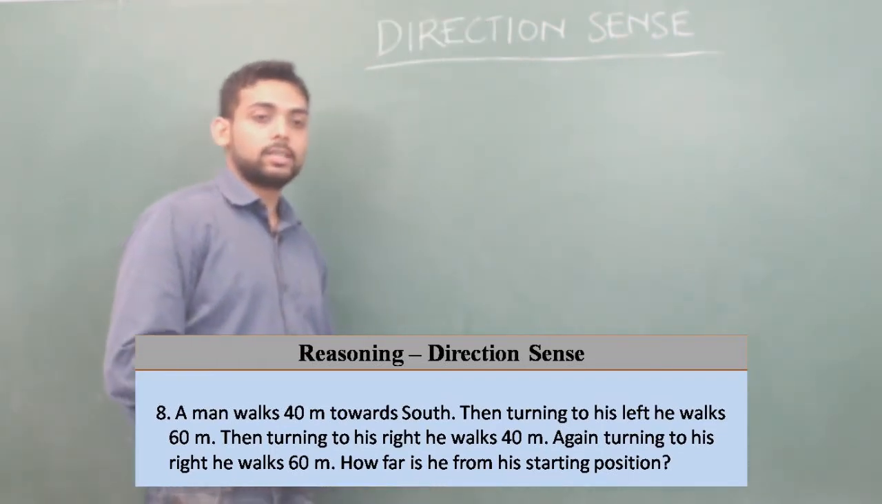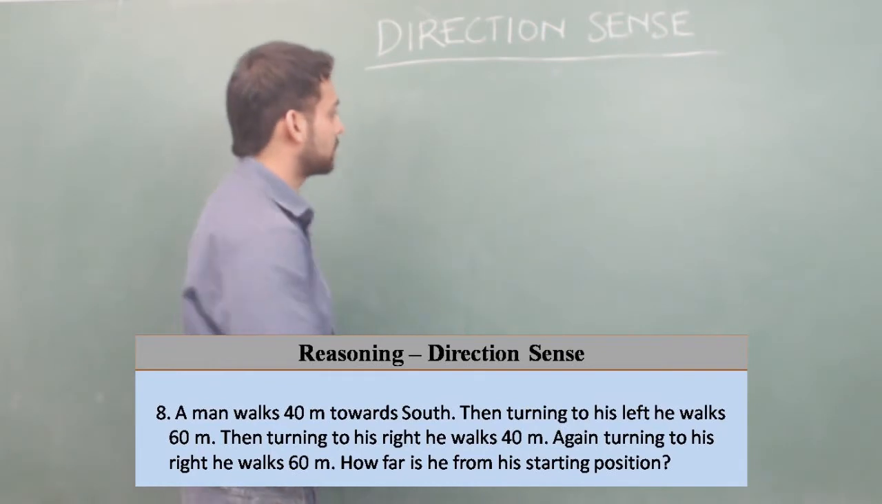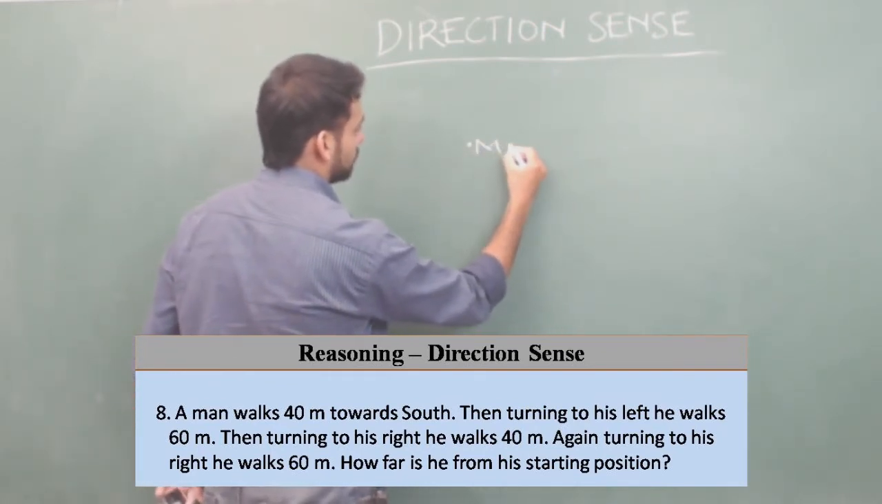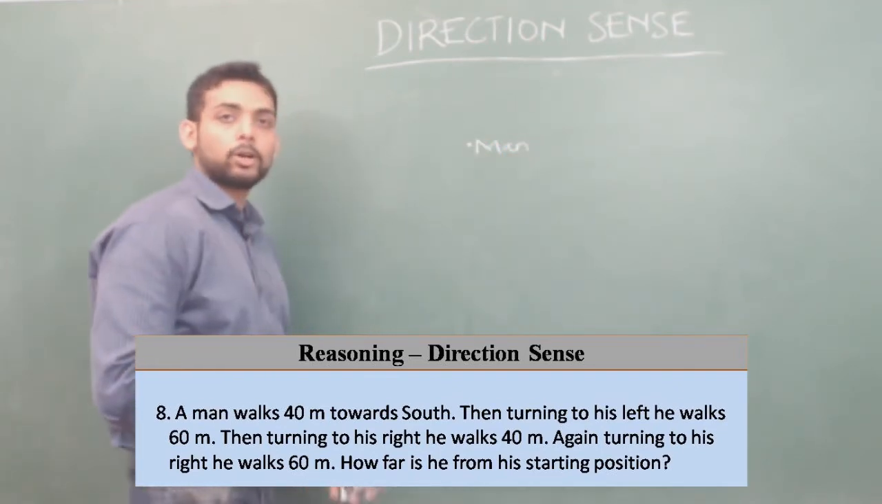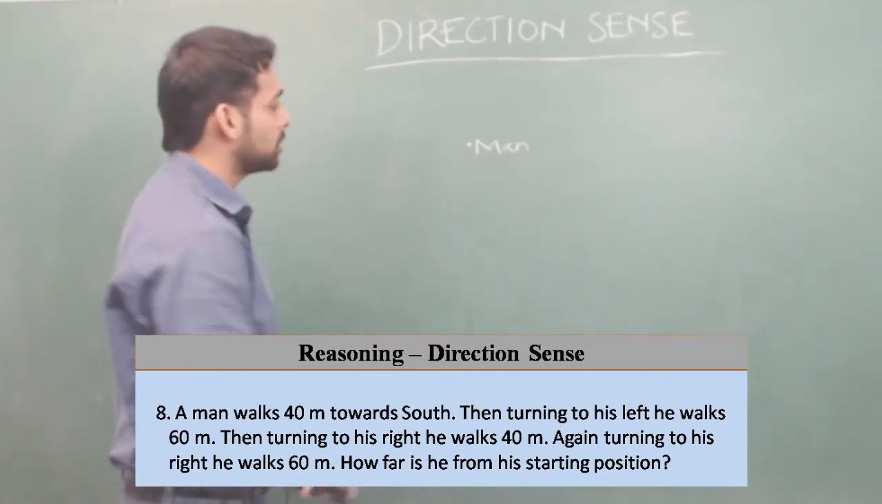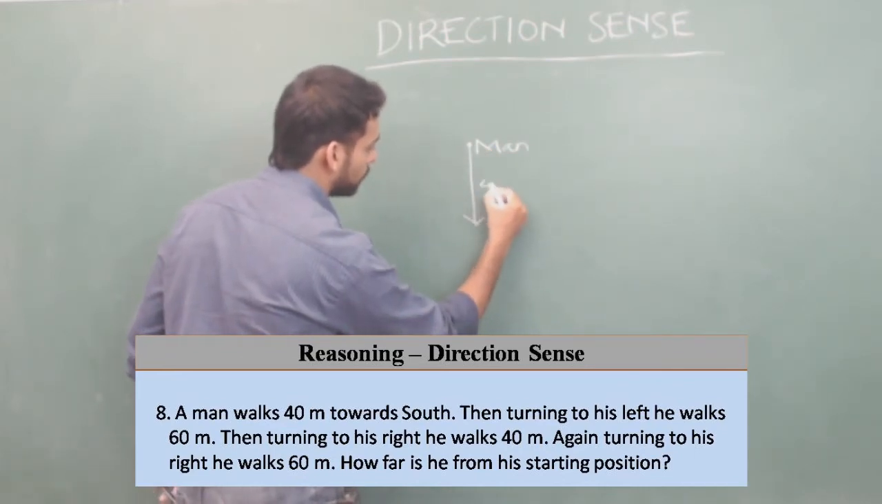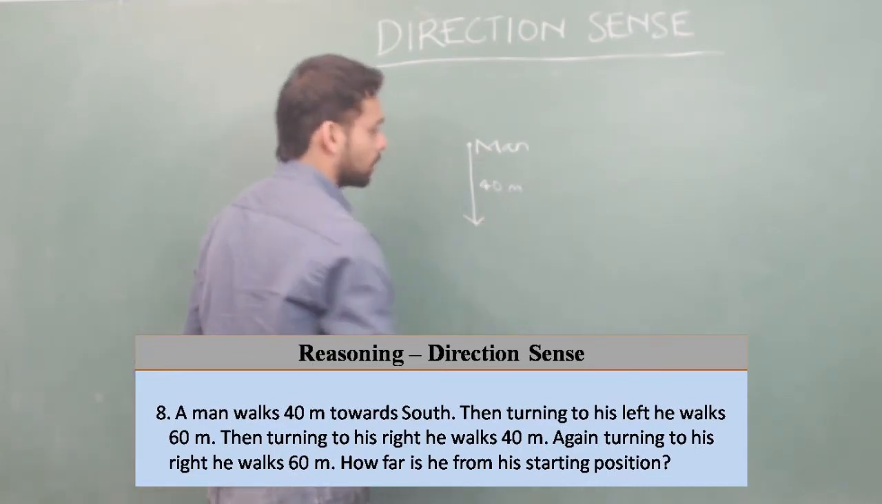Okay, our question is, a man walks 40 meters towards south. So this is the starting point of the man. He walks 40 meters towards the south. So he starts walking towards the south 40 meters.